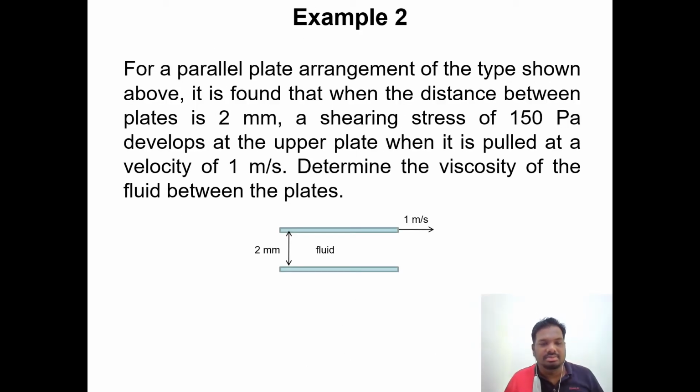For the second question, we can see for a parallel plate arrangement of the type shown above, it is found that when the distance between plates is 2 mm, again given in mm, we need to convert to meter, a shear stress of 150 Pascal is developed at the upper plate when it is pulled at a velocity of 1 meter per second. Determine the viscosity of the fluid between the plates. So they're asking to calculate the viscosity.